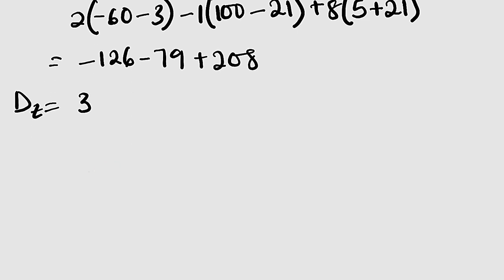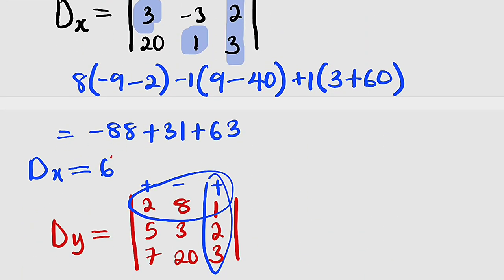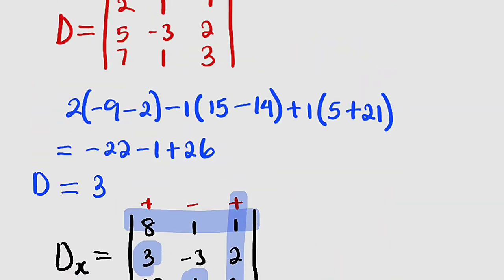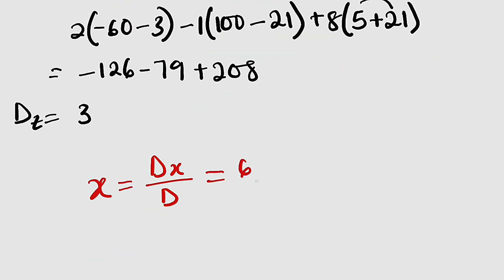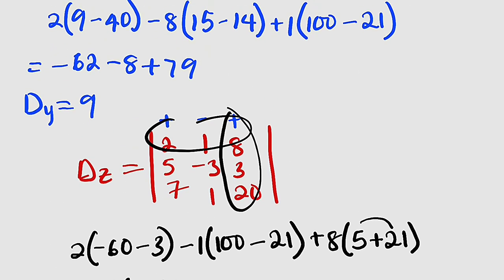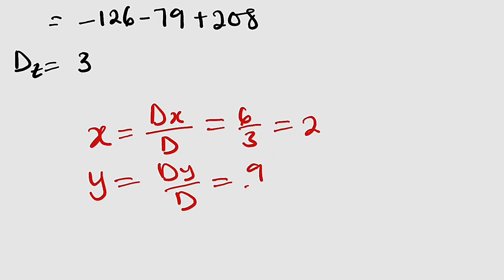Therefore, to find the value of x, you take the determinant with respect to x, you divide by the main determinant. And the determinant with respect to x is equal to 6. The main determinant, you can see it is 3. So we have 6 divided by 3, which is equal to 2, right? Value of y will be equal to the determinant with respect to y divided by the main determinant. The determinant with respect to y is 9. So we have 9 divided by the main determinant 3, and this is equal to 3.